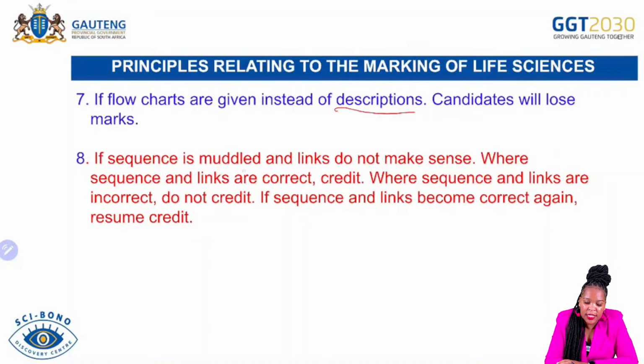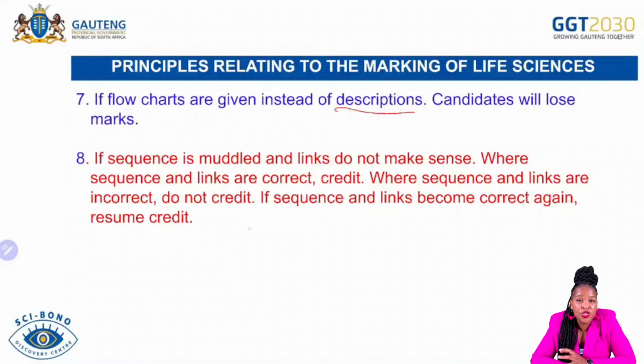If the sequence is muddled and links do not make sense: where the sequence and links are correct, we are going to credit. But where the sequence and links are incorrect, you are not going to be credited. Because if the sequence and links become correct again, then we can resume marking again. For example, there are certain processes in life sciences that you need to explain, and you find they have a cause and effect.